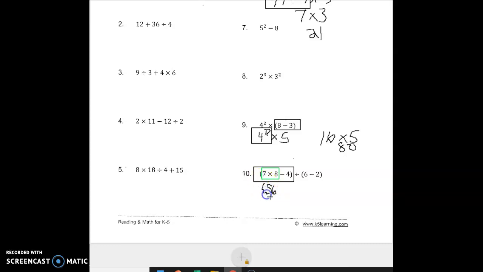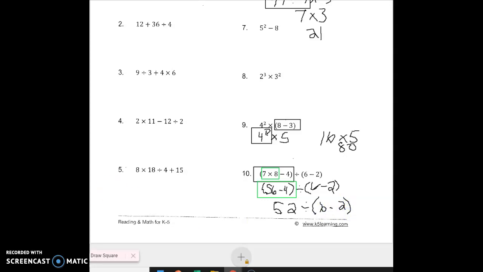Notice I still have more stuff in that parentheses, so I'm going to leave it still in parentheses. Then I have divide by 6 minus 2. Now I ask myself, do I still have parentheses? I do. The first set is 56 minus 4, which is going to give me 52. Now that I'm done with everything in those parentheses, I'm going to go ahead and get rid of them. I still have this divide, and then I still have parentheses 6 minus 2.